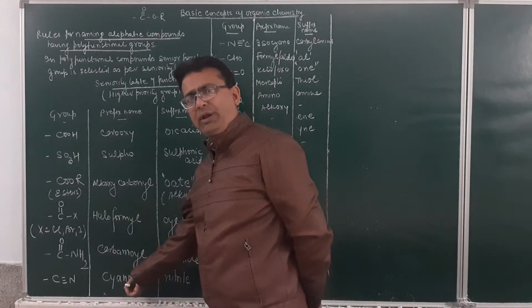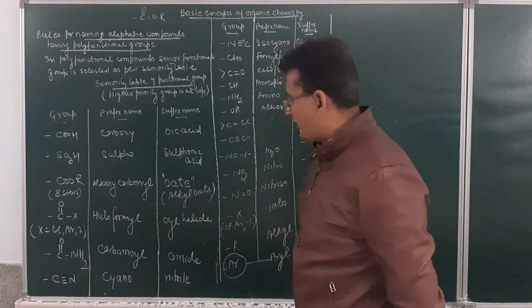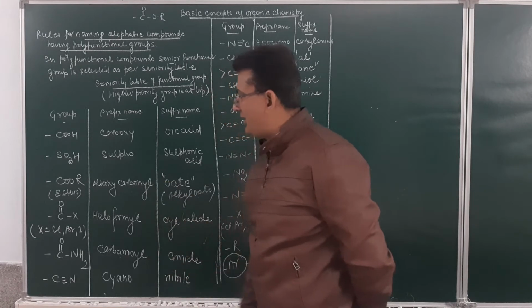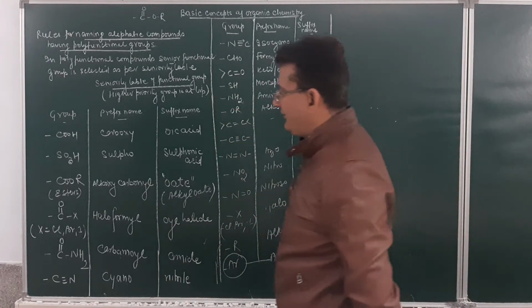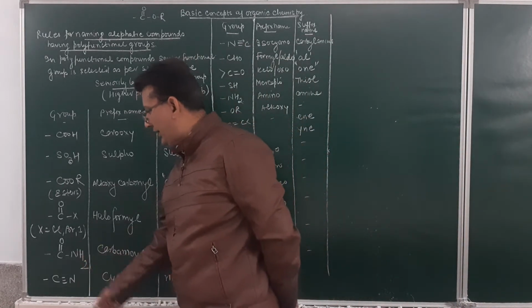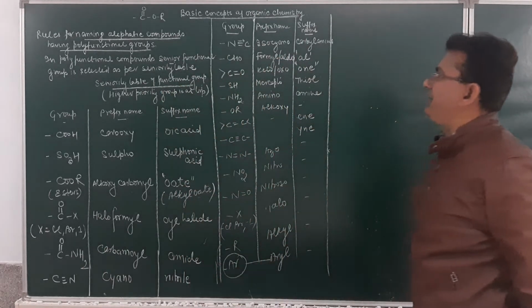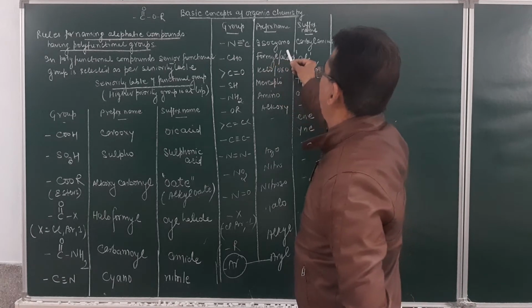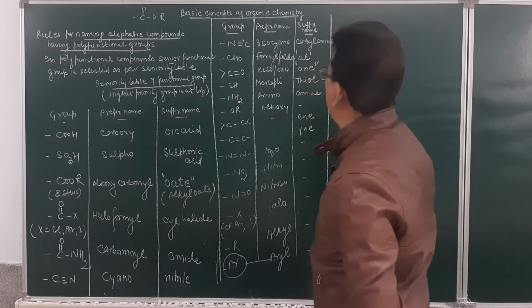Then C triple bond N. The prefix name is cyano and the suffix name will be nitrile. Am I clear? You must learn this. So COX is more senior as compared to C double bond O NH2, as compared to C triple bond N. Then we have N triple bond C. The prefix name is isocyano, then carbylamine.